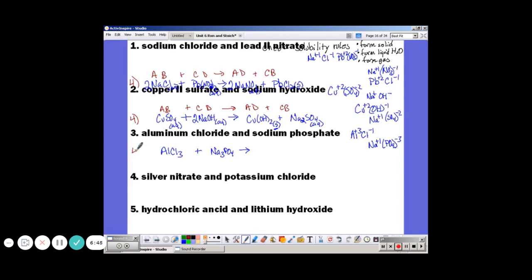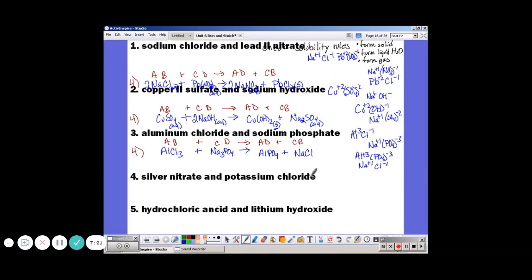AB plus CD goes to AD plus CB. So A in the problem is aluminum. Aluminum is Al plus 3. Phosphate is PO4 minus 3. So we have AlPO4 plus C was Na plus 1. B was Cl minus 1. So that is NaCl.